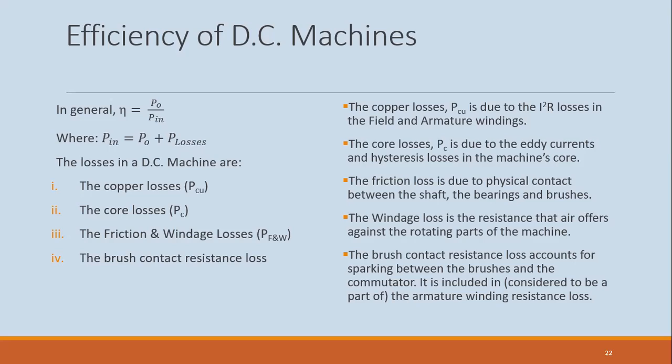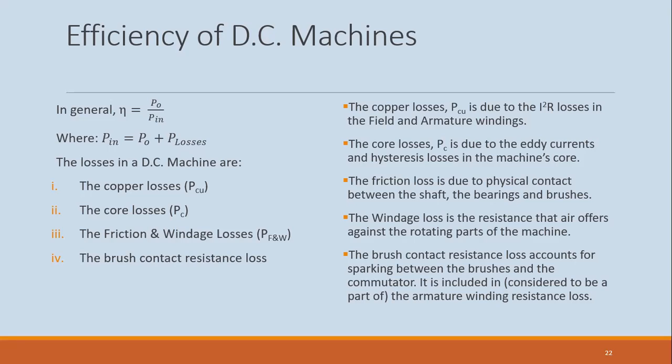And I'm sure you all remember now the important things to consider when you're thinking about efficiency. And these would be, in general, the power input, the power output, and the losses. So when we're talking about efficiency, we're talking about power output over power input.